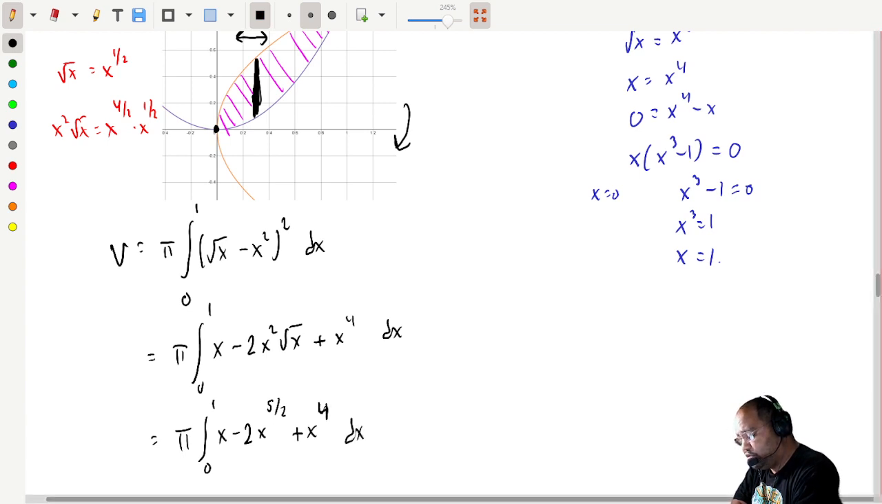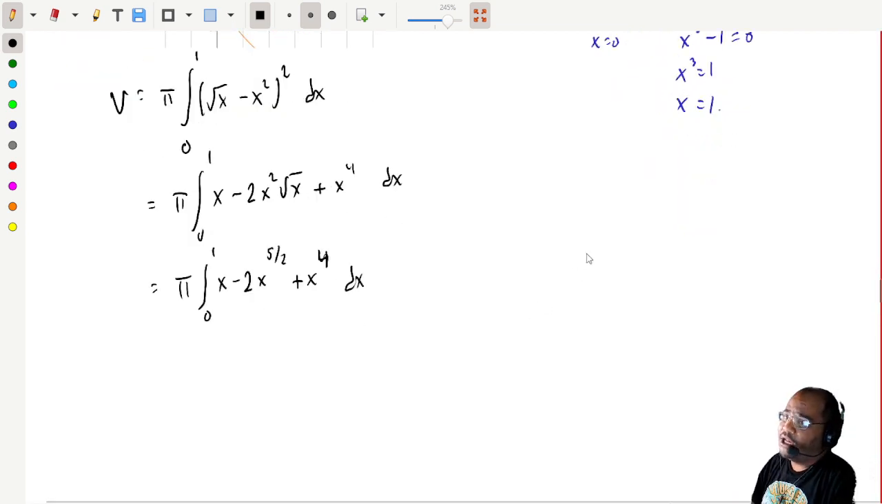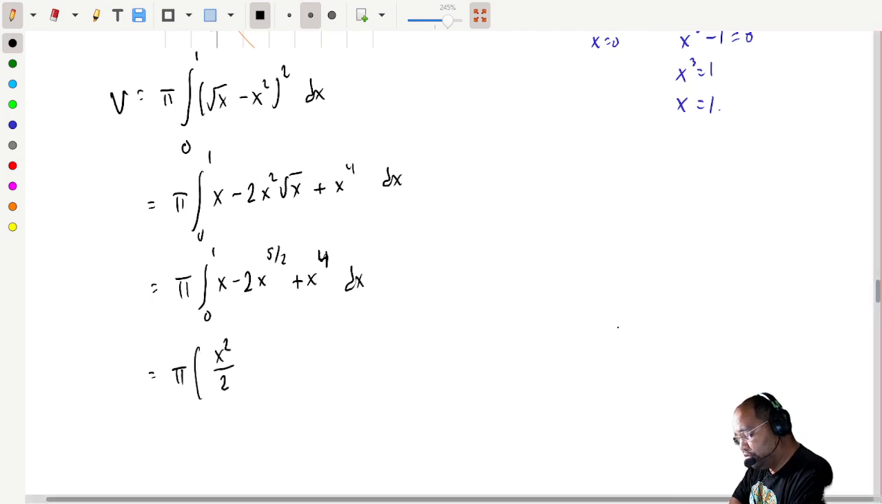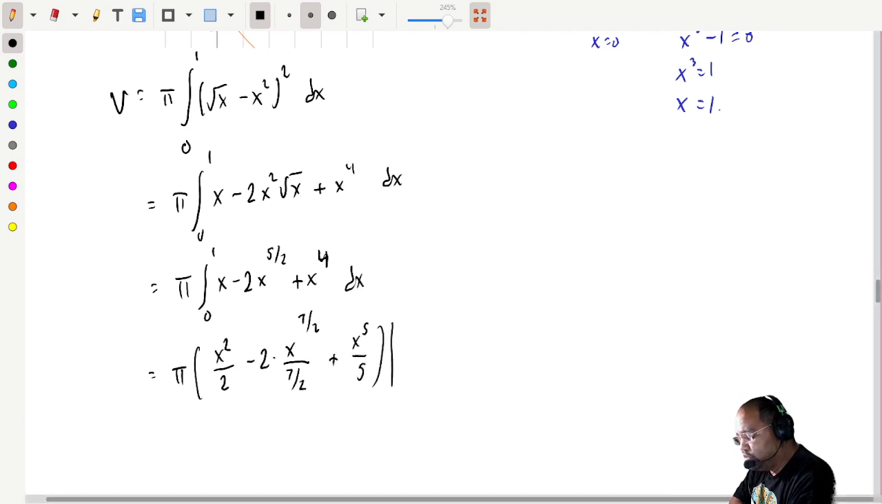And once again, we use our power rule, the most basic integration formula that we have. Everything works out nicely here. x squared over 2. And then minus, let's be a little careful here, let's go ahead and spell this out, 2 times x to the 7 over 2. We add 1 to the exponent. Divide by 7 over 2. And then plus x to the 5th over 5. Evaluate this between 1 and 0.